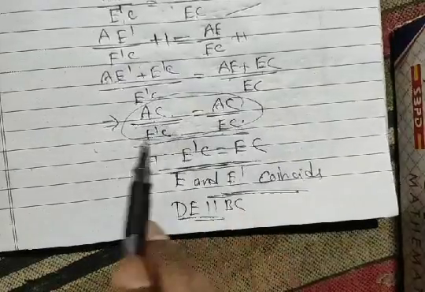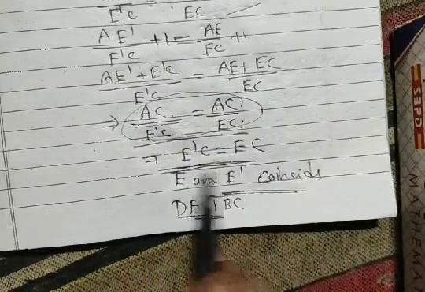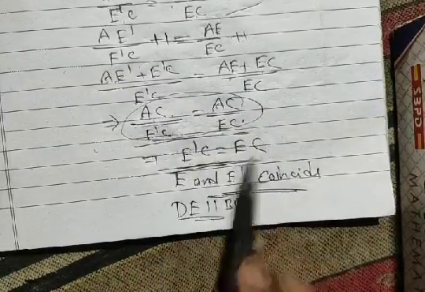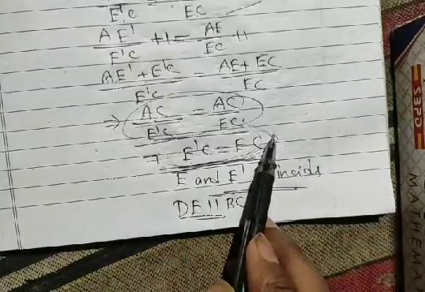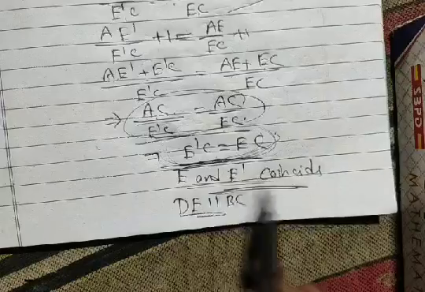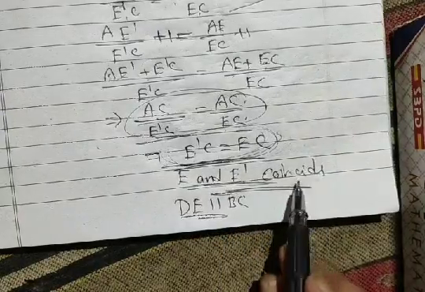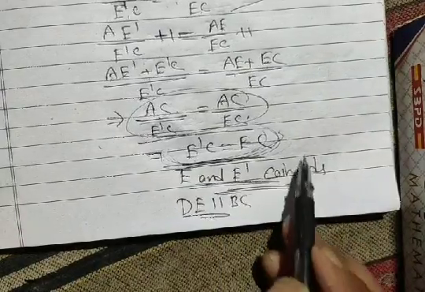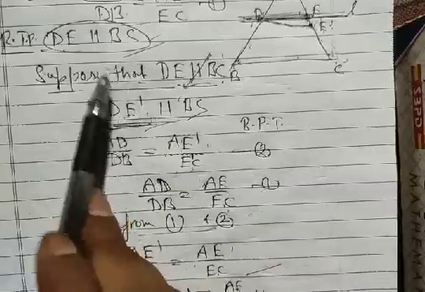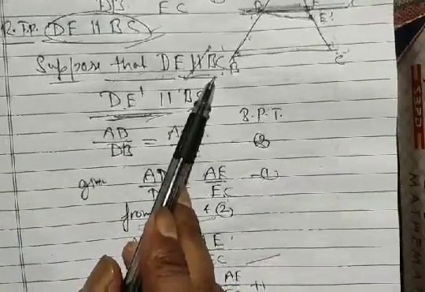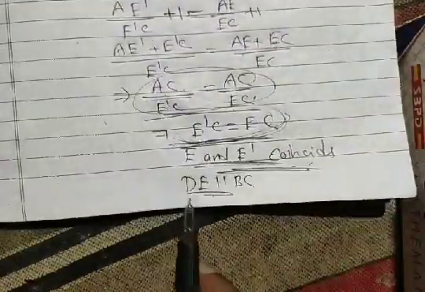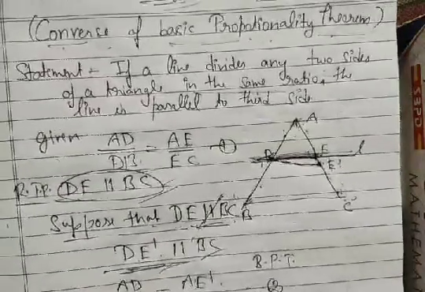If this is equal, then this happens only when E prime C is equal to EC, and these are equal. It is only possible when our E prime and E are the same point. That means they coincide with each other. Then our assumption is wrong. What we assumed, that DE is not parallel to BC, is wrong. Our DE is parallel to BC. This is our converse of the basic proportionality theorem.